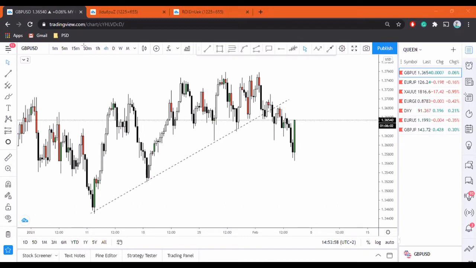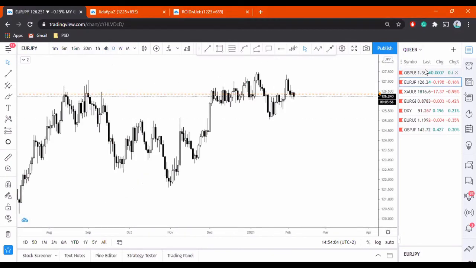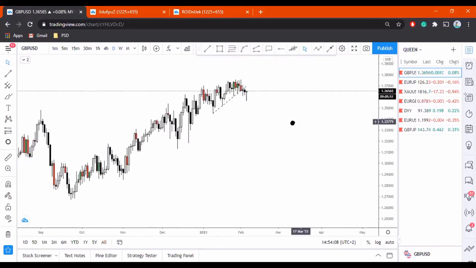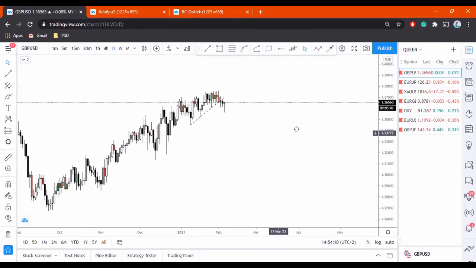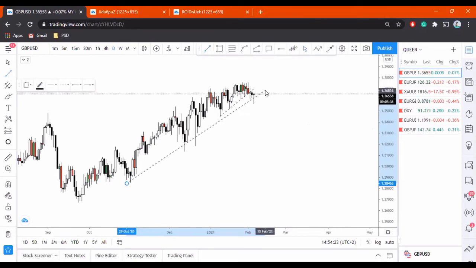If we go on the daily, this is our daily. We are in an uptrend. We would put our trend line somewhere here. The reason why we would put our trend line there.